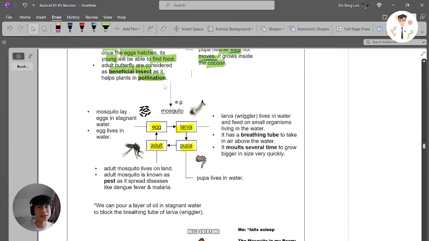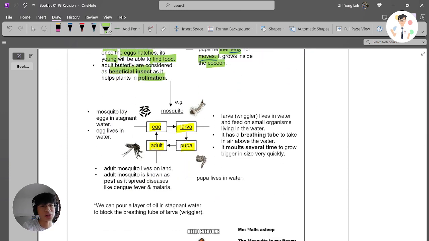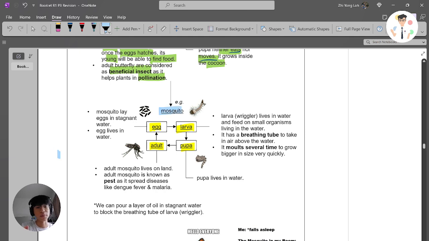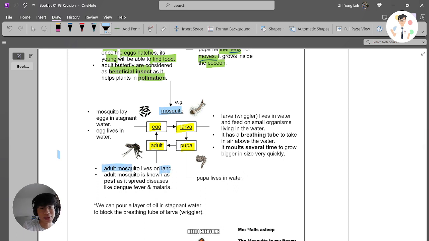And next we are looking at the example of mosquito. Now mosquito, let's start with adult also to discuss. Now adult mosquito lives on land, but you need to know one thing is the other stages like egg, larva, pupa, they always live in water. You see, eggs live in water, larva lives in water, pupa lives in water. So adult lives on the land, but the rest all live in water.